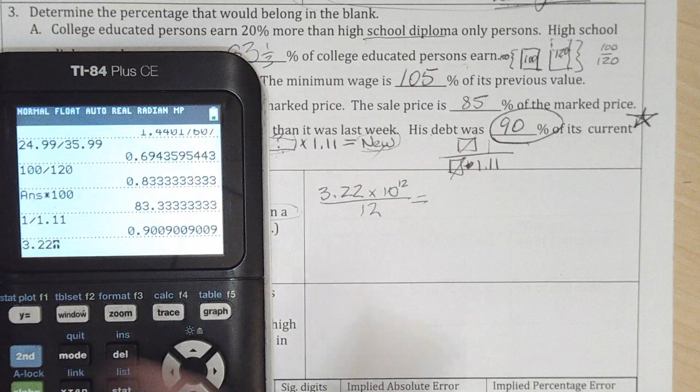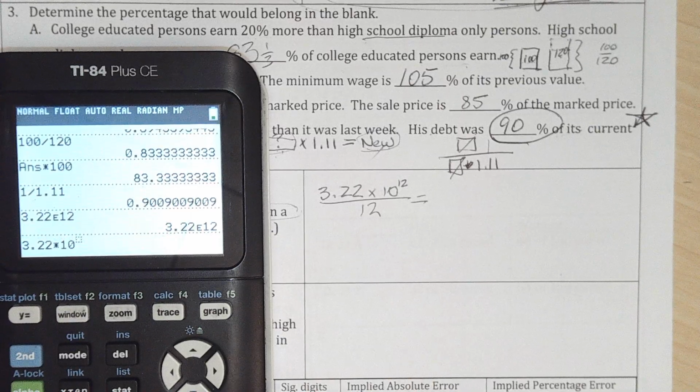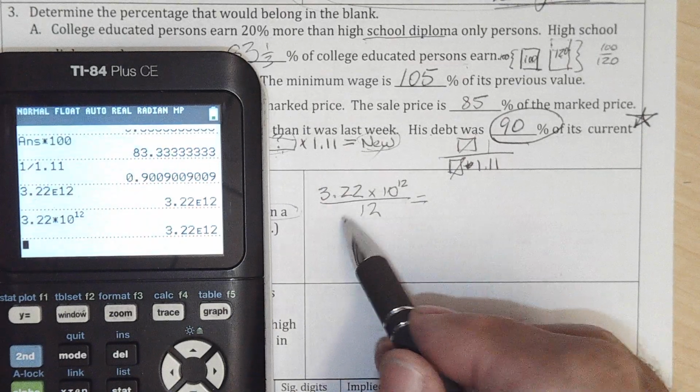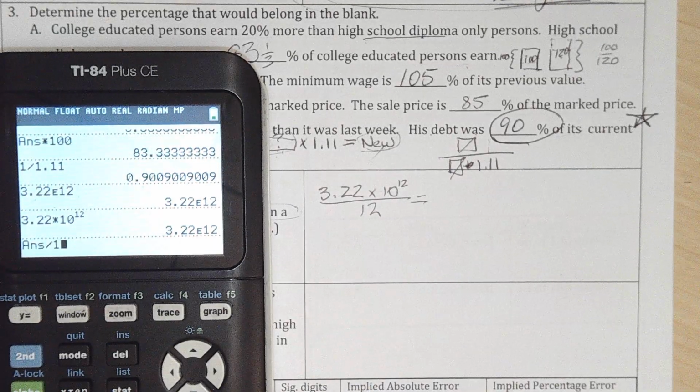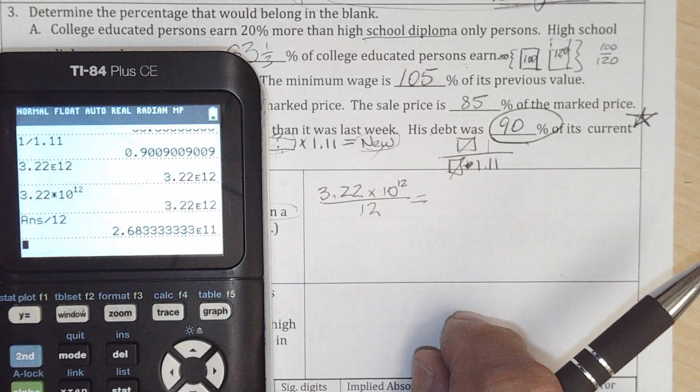3.22 times 10 to the, that's double E, which is right there, to the 12, or you could write that. See, that's this, or I could write 3.22 times 10 to the 12th. Same answer. That divided by 12. So that's how many miles were driven in a month.